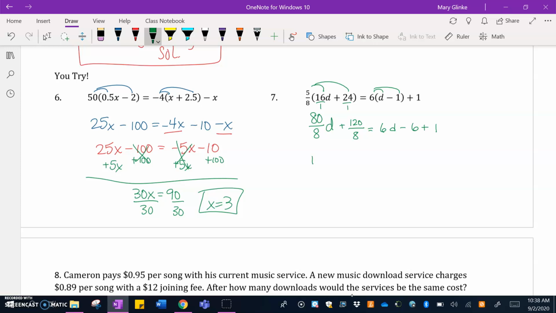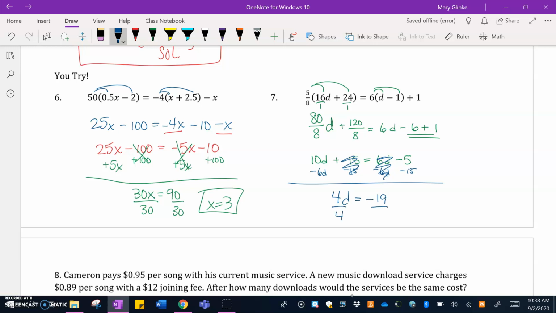So 80 divided by 8 is 10. 120 divided by 8 is 15. -6 plus 1 is -5. And so at this point in time, we can move the variables to one side and the constants to the other. Those undo each other. You get 4d equals -19.